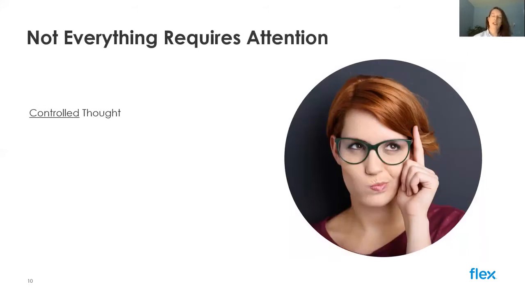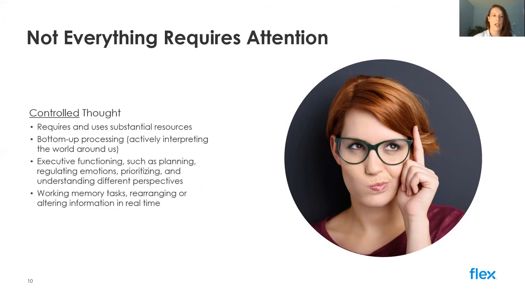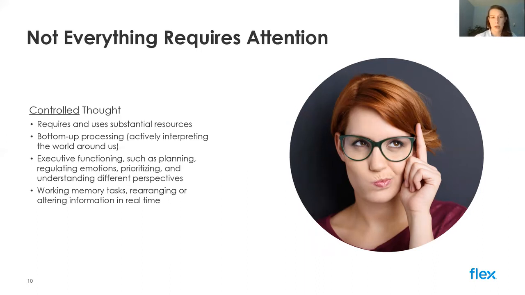So the good news, however, is that not everything requires attention. If it did, we'd be going through the day kind of like zombies, drained, completely non-functional or borderline functional after only a couple of hours in the morning. Controlled thought is what we consider things that require substantial resources like attention, bottom-up processing, so actively looking at and interpreting the world around us, executive functions such as planning, prioritizing, and then working memory. So all these things are the things that will ask attention of us, as well as emotional regulation, which is a big one as well.